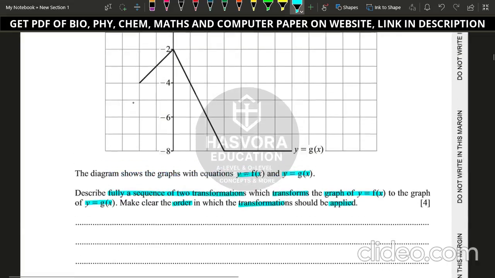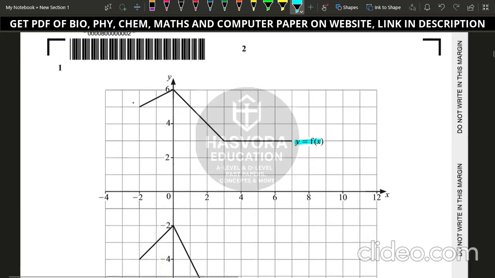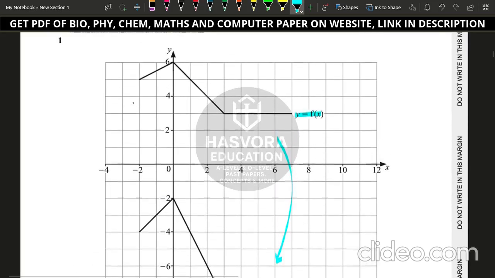So first of all, what is f of x? f of x is this graph, and this is transformed to this graph, okay? So if you look at both of these graphs, can you see that this point has been shifted how many places down? 1, then we have 2, 3, 4, 5, 6, 7, 8.